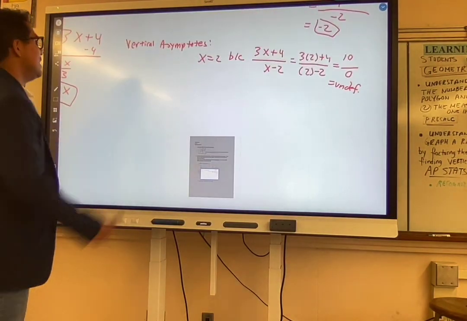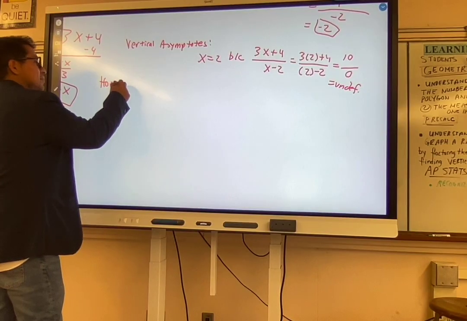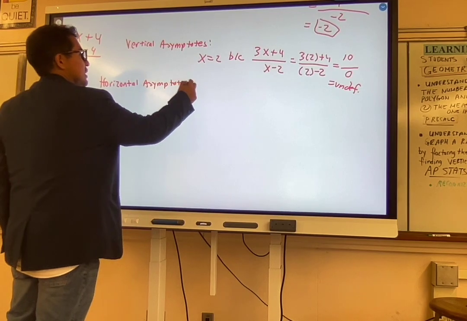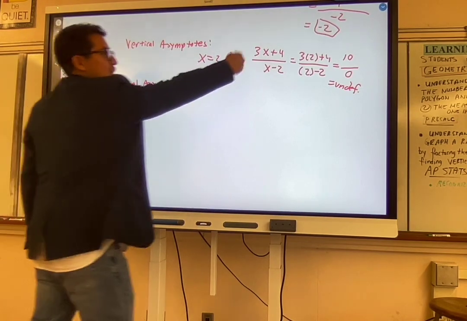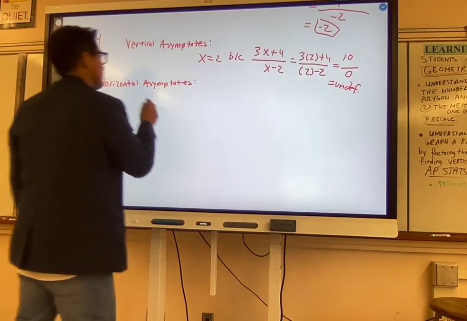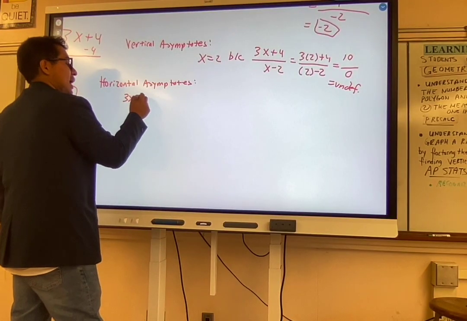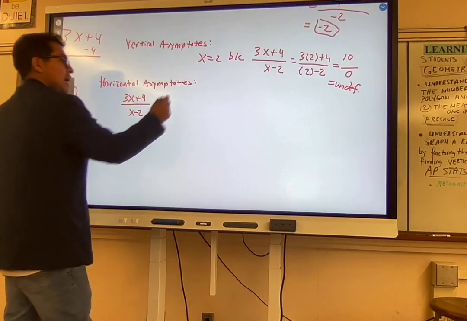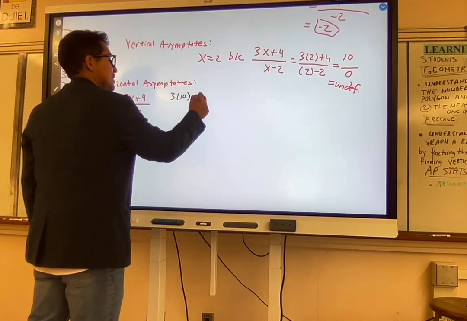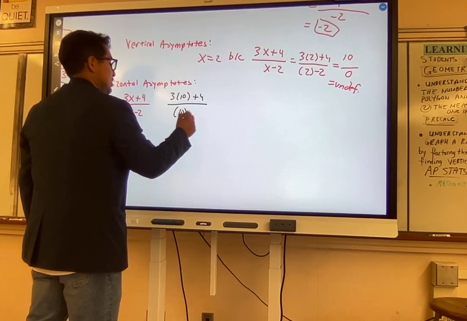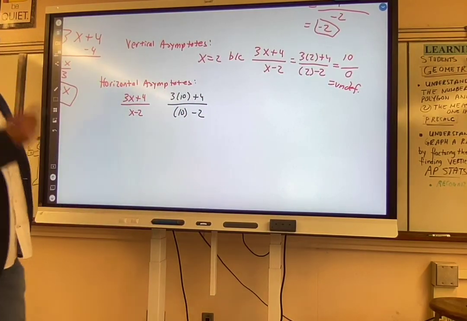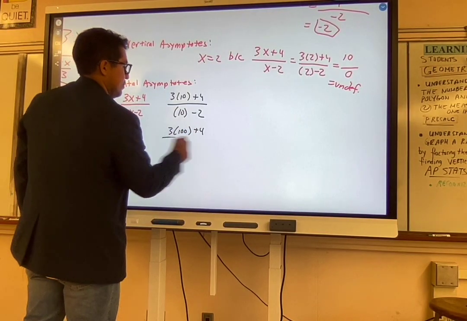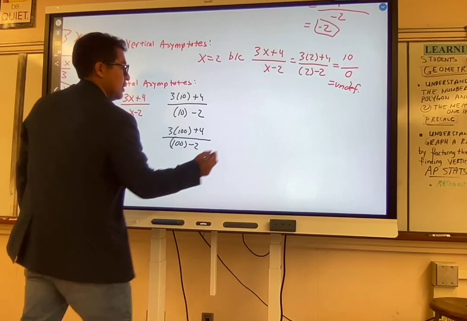Okay. Last but not least, my work for horizontal asymptotes would look like this. When we think about horizontal asymptotes, that's asking ourselves, where does my expression go when I plug in bigger and bigger numbers? So let me rewrite the expression, 3x plus 4 over x minus 2. And what I'm going to do is figure out what happens as the numbers get bigger. So let's do it with the asked questions. We're plugging in 10. We're plugging in 100. And we're plugging in 1,000.